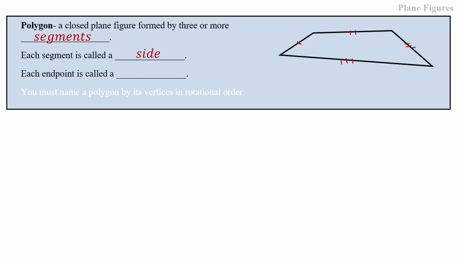So in our case right here we have four sides, and oops, I messed up right there, four sides, and each endpoint is called a vertex, but all of them together, the plural is called vertices. When we name polygons, you're going to have to look at the vertices. For example, if I name these vertex A, vertex B, vertex C, and vertex D, then I can call this polygon ABCD.